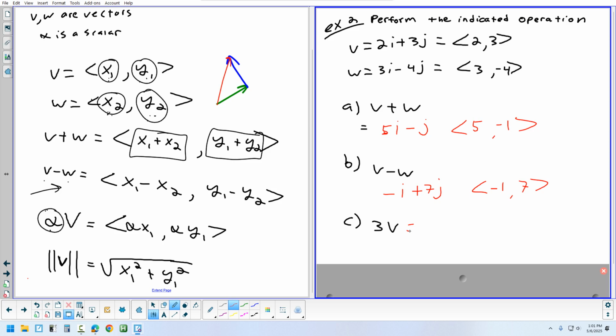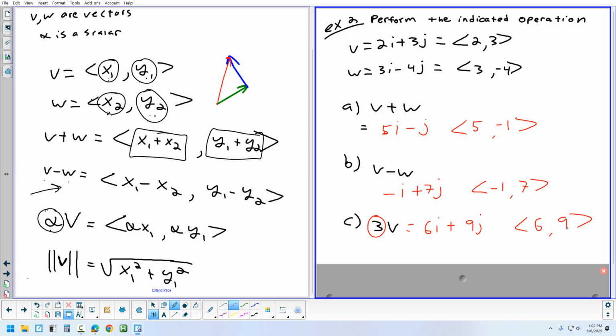Let's start with the ij unit vector notation. 6i plus 9j. So to scale it, you multiply each number in the vector by the scalar, like a distributive property. 6i plus 9j, or <6, 9>, 6 comma 9.